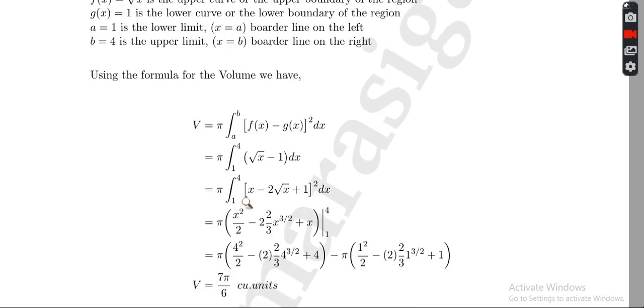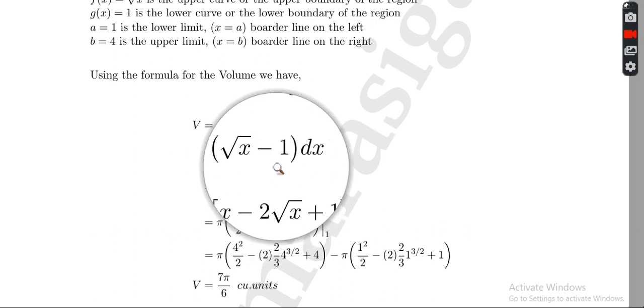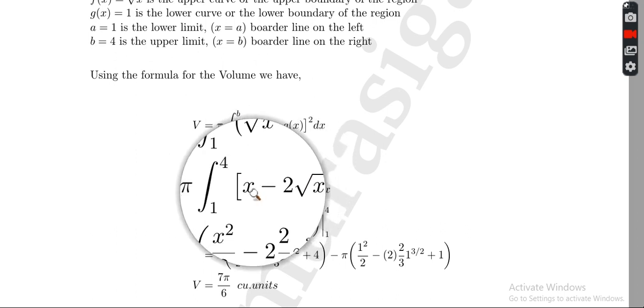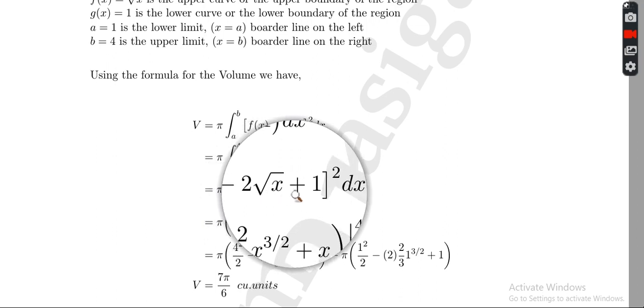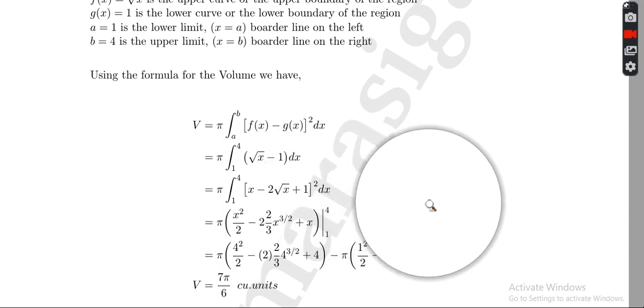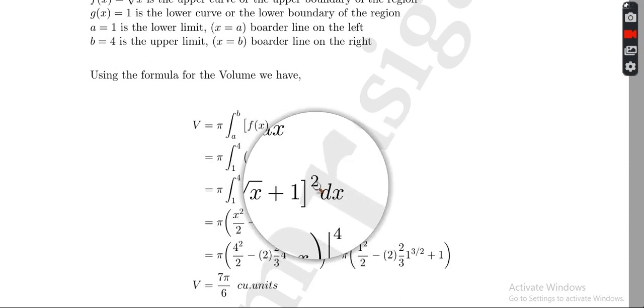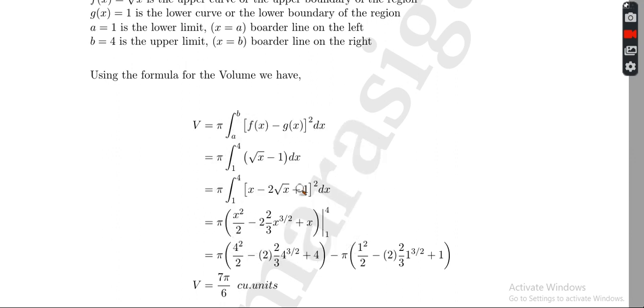Okay, so, kapag ni-square natin yung square root of x minus 1, we come up with x minus 2 times the square root of x plus 1. So, hindi na siya naka-square. Ito dapat ay wala na ang square. So, ayusin ko to later on para pag na-receive nyo itong handout, okay na.